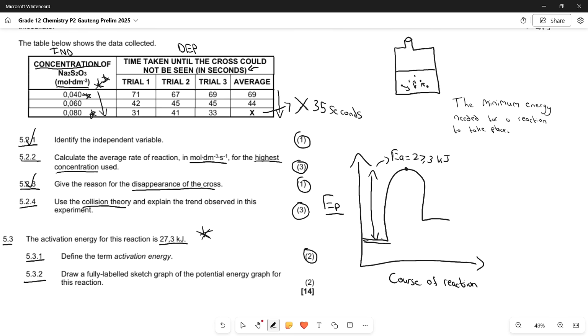And then the last label, we can just draw a dotted line over here, straight in line with our reactants, and then labeling it from the dotted line all the way up to our products over there. We can call this our delta H, like we were chatting about earlier. The enthalpy, which will be the E products, these guys, minus the E reactants, these guys, in order to get a positive value over there. And that would be everything we need to draw a fully labeled sketch graph of the potential energy graph for this reaction, earning us 2 marks over there and 14 marks for this whole section.